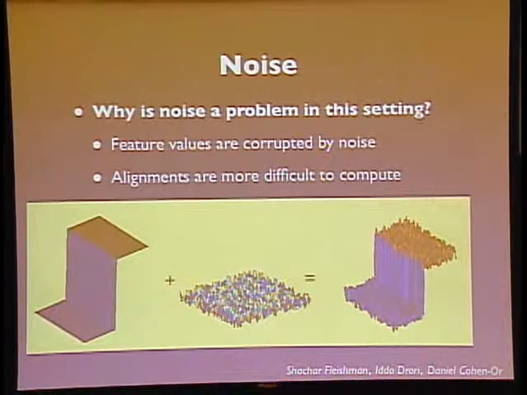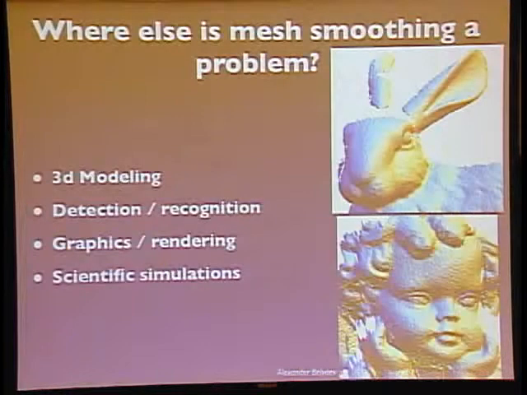So basically, noise causes your feature values for your feature vector to be less consistent from data set to data set. In other words, less precise. And it also makes alignments more difficult to compute because it's less certain. If you go back to my example of verifying that the tank is where you think the tank is supposed to be in the scene, you have less of a clear sense of whether the two meshes align well with each other if there's noise. So it's a very general problem in 3D surfaces to try to remove noise from scans. Mesh smoothing is a very practical problem for people who are interested in computer graphics.